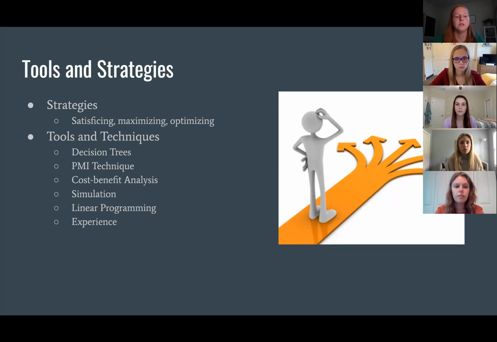There are also some tools and techniques that can be useful for decision making. Decision trees take a visual approach by using pictures to map out alternatives. The PMI technique stands for plus minus interesting and uses columns to evaluate the pros and cons. Cost benefit analysis determines monetary benefits. Simulation uses a business model that represents a real world scenario. Linear programming is a mathematical approach that determines how one can achieve max profit. And experience uses past experience and gained knowledge to help with decision making.